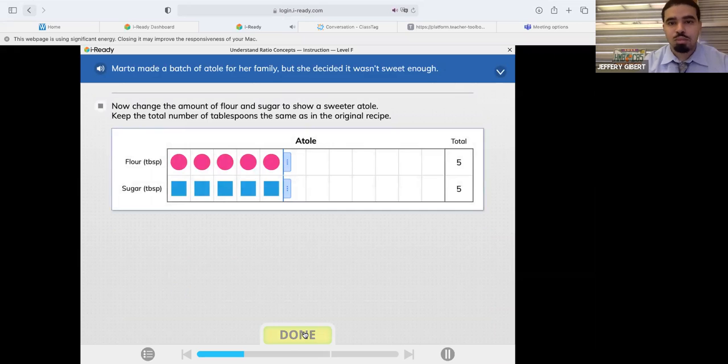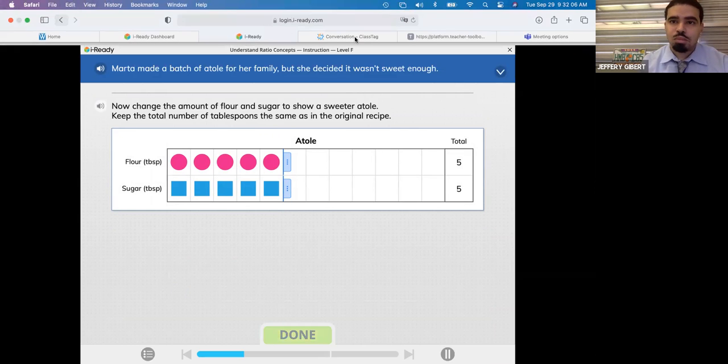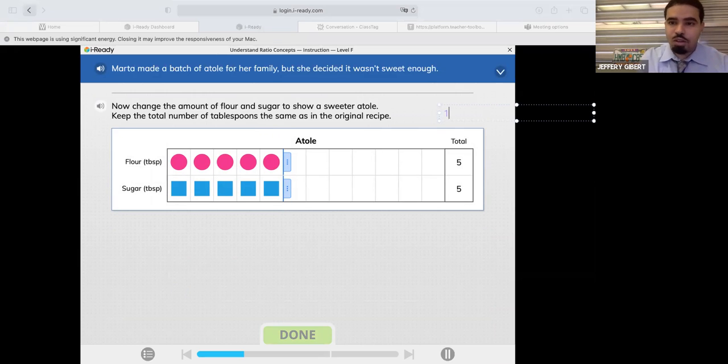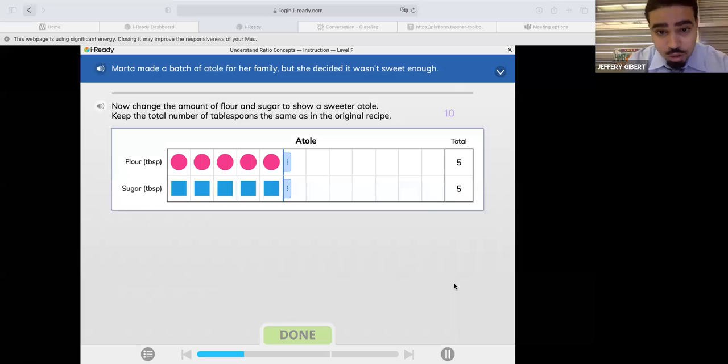Now, change the amount of flour and sugar to show a sweeter atole. Keep the total number of tablespoons the same as in the original recipe. All right, so in the original recipe, we have 10 ounces total. So Leanna, it's going to be your turn. We need this to be sweeter. So we need there to be more sugar than flour. So can you tell me the numbers that you want to have for flour and sugar where they add up to 10, but there's more sugar?